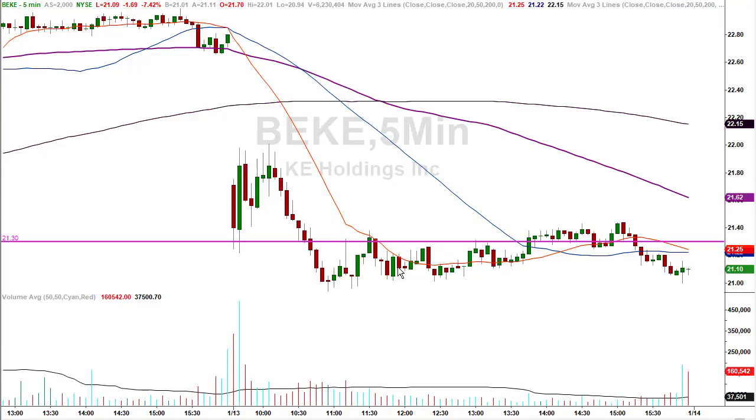21.30 after the buzz cut at the open. By 9:40, they're making a high of 21.98. Give or take, a 70-cent rocket ride off $21.30 is over 3% in a couple of minutes. That's a nice scalp trade. You can see what happened next, but profit is in the pocket.